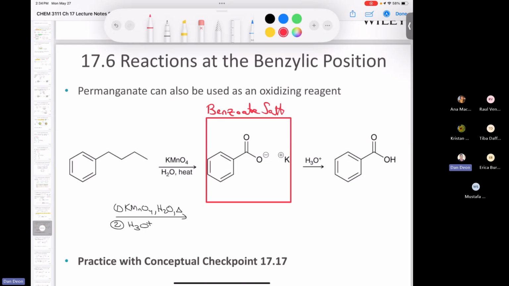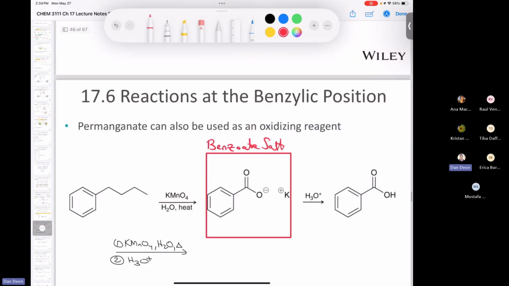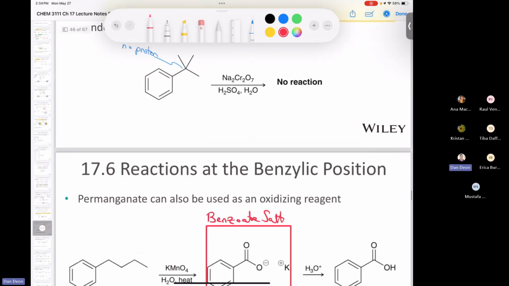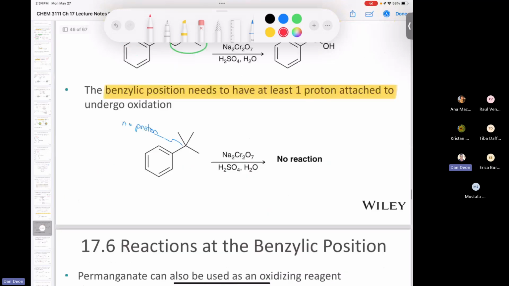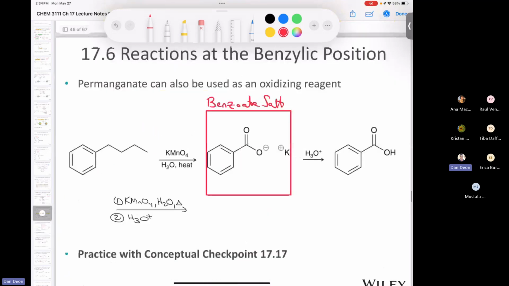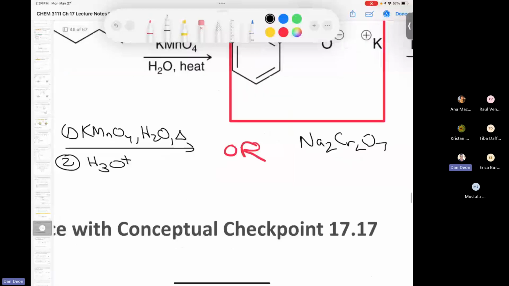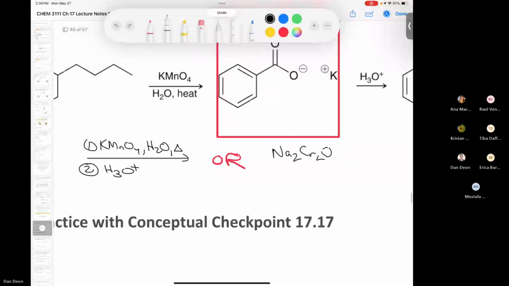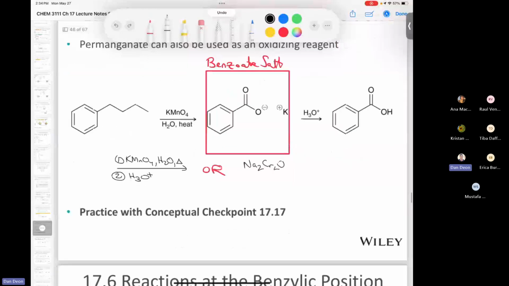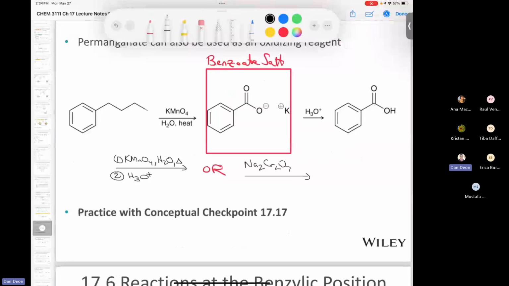So there's two possibilities. Number one, we have these conditions, or you can use the chromic acid conditions. So sodium dichromate, sulfuric acid and water, like that. Sorry, you guys, my iPad's acting funny.